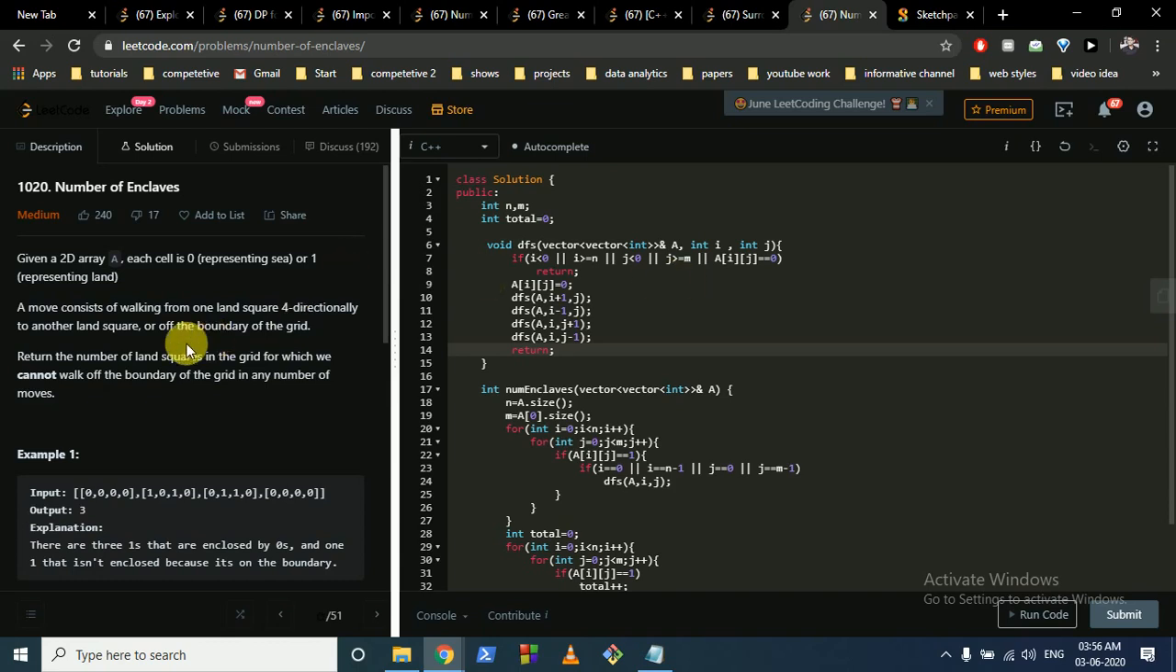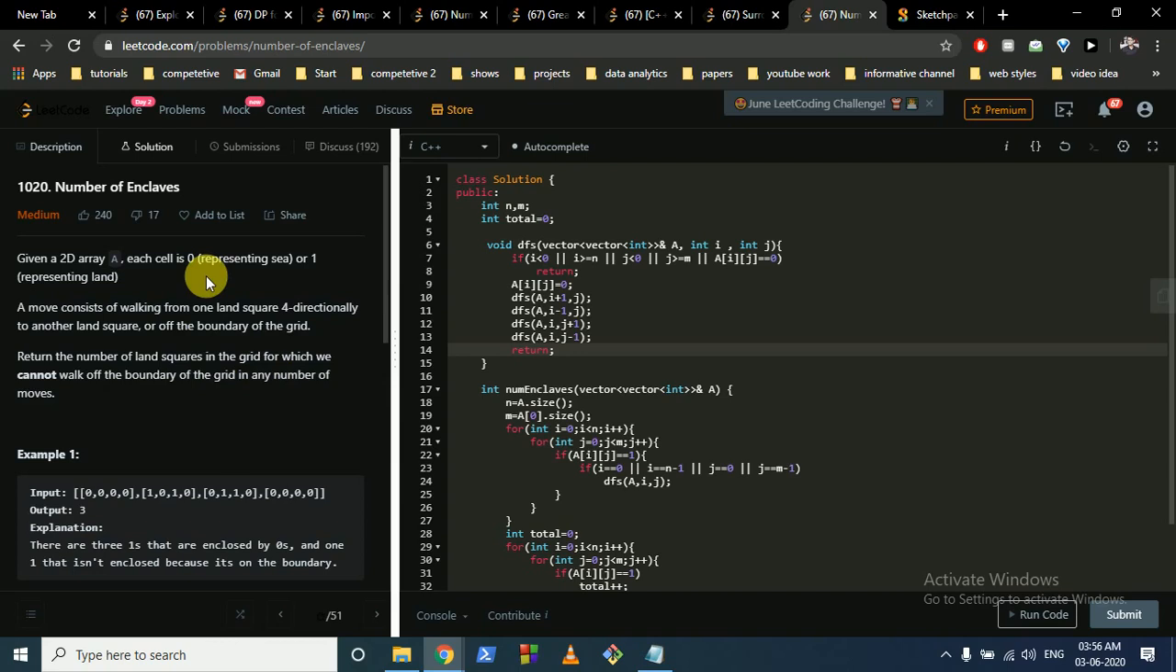So let's start with this question. You are given a 2D array A. Each cell is 0, which represents a sea, or 1, which represents a land. A move consists of walking from one land square in 4 directions to another land square or off the boundary of the grid. So you can move in any of the 4 directions from any square. Return the number of land squares in the grid for which we cannot walk off the boundary of the grid in any number of moves.